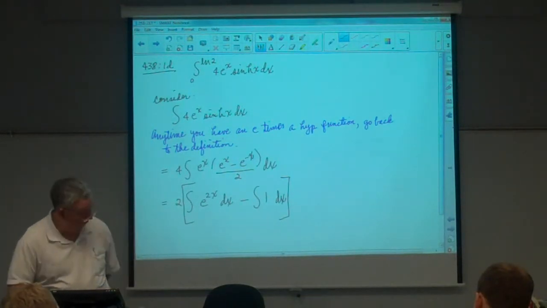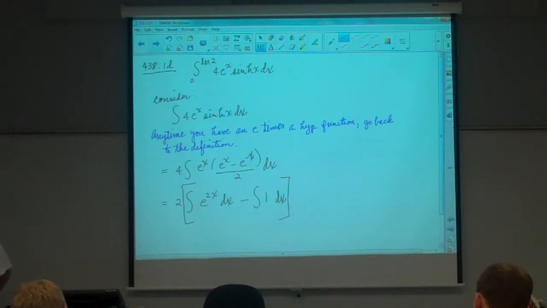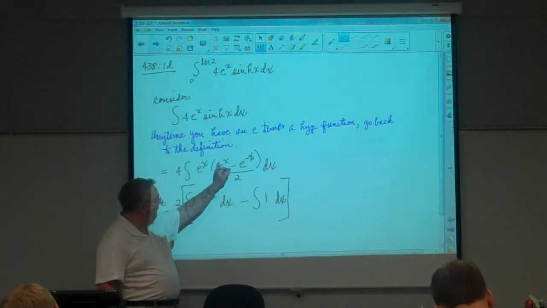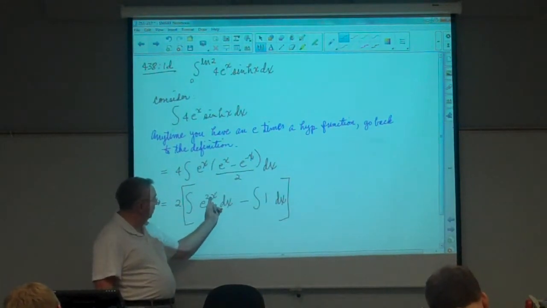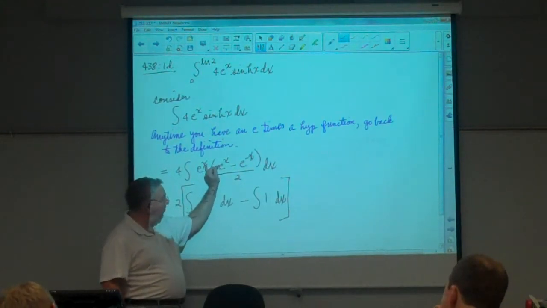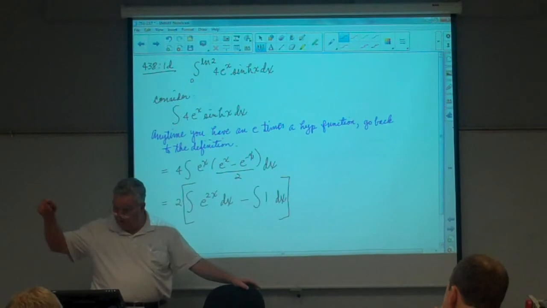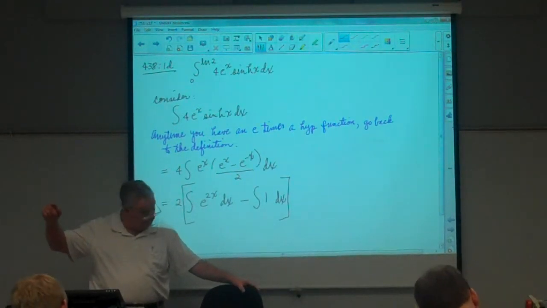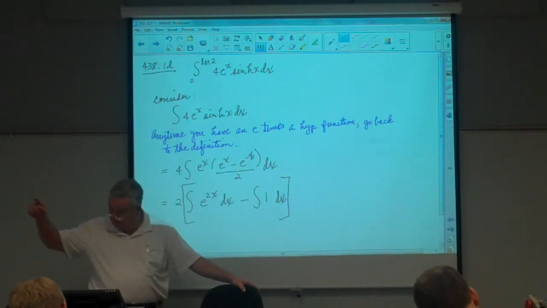Okay, yeah, that makes sense. e to the x times e to the x, you add the exponents, so that's e to the 2x. e to the x times e to the minus x, you add them, x minus x is 0. Any number including 2.72 to the 0 power is 1.